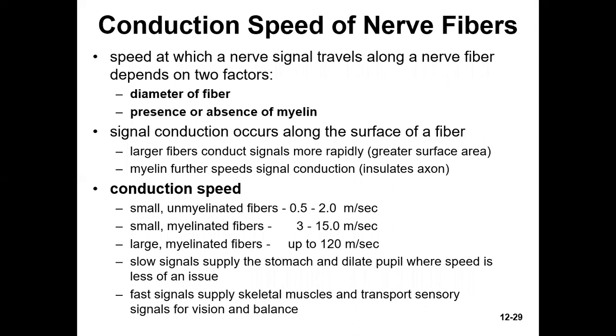So when we talk about the conduction speed of the nerve fiber, it will be dependent on two factors: the diameter of the fiber and the presence or absence of the myelin. The signal conduction occurs along the surface of a fiber. Large fibers will conduct signals more rapidly because they have a greater surface area to do so. The purpose of myelin is that it will further the speed of signal conduction because it insulates the axon.